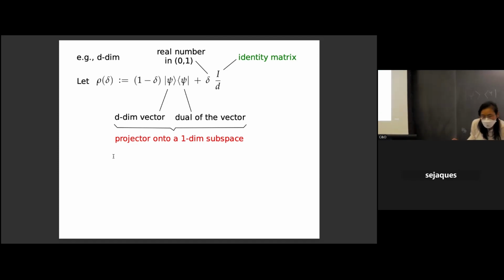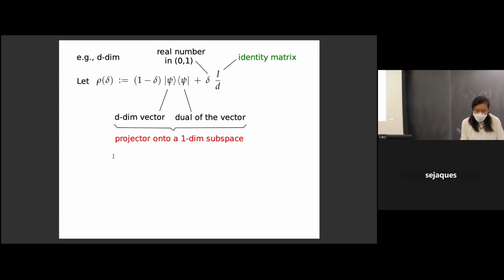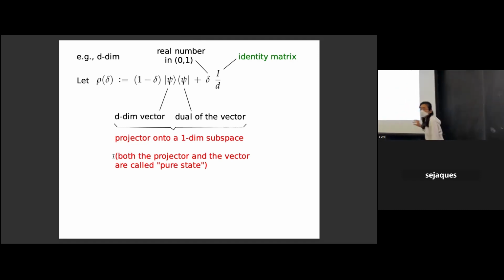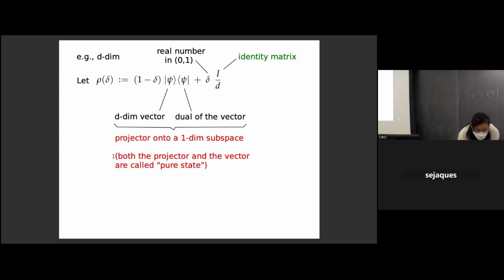So this state represents mixing up a rank 1 state with a completely uniform mixed state. The rank 1 state is called a pure state. It's just a convention, as opposed to a convex combination of states that we call a mixed state. You mix them up.